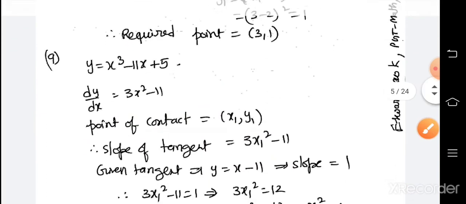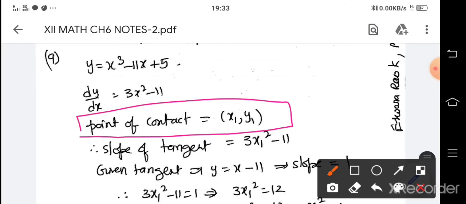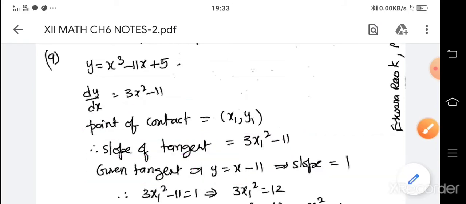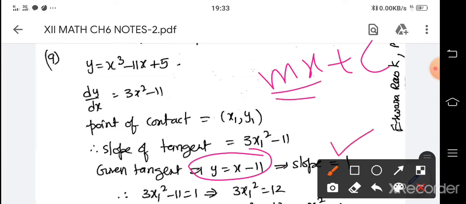So whatever question I am explaining, you have to look at the textbook. First see the question, then listen to the video. Watch the video. Point of contact is x1, y1. Slope of tangent is 3x1 square minus 11. And the given tangent is y is equal to x minus 11. It is y is equal to mx plus c, so m will be 1. So slope is equal to 1.